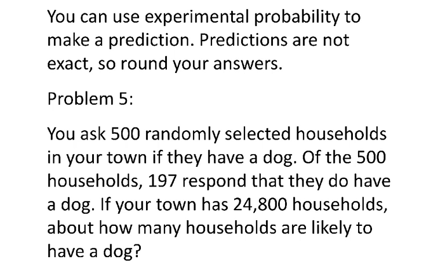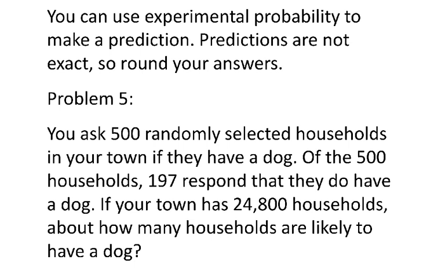So problem 5, we ask 500 randomly selected households in your town if they have a dog. Of the 500 households, 197 respond that they do have a dog. If your town has 24,800 households, how many households is it likely to have a dog? So what happens is 24,800 is a very large sample to try and ask every single person. So what we'll do generally is we'll ask a smaller subset of those people to find the probability, and then we will translate this probability into terms of our population.